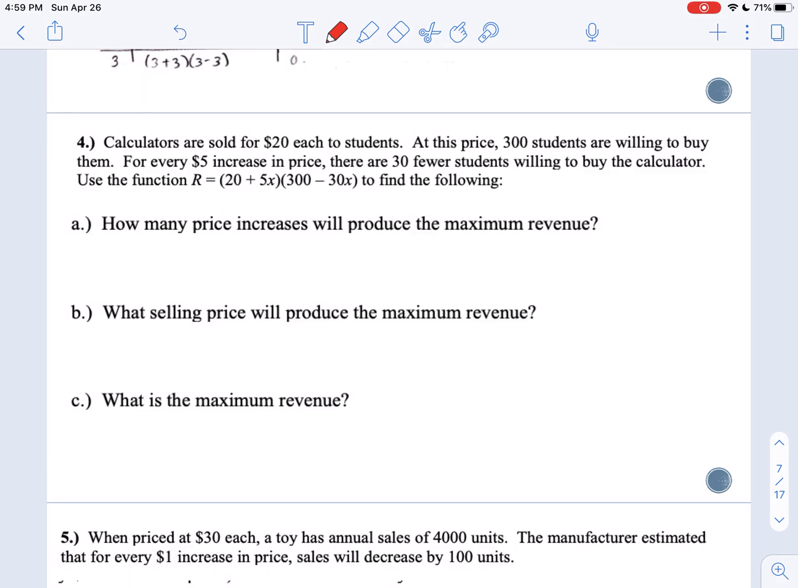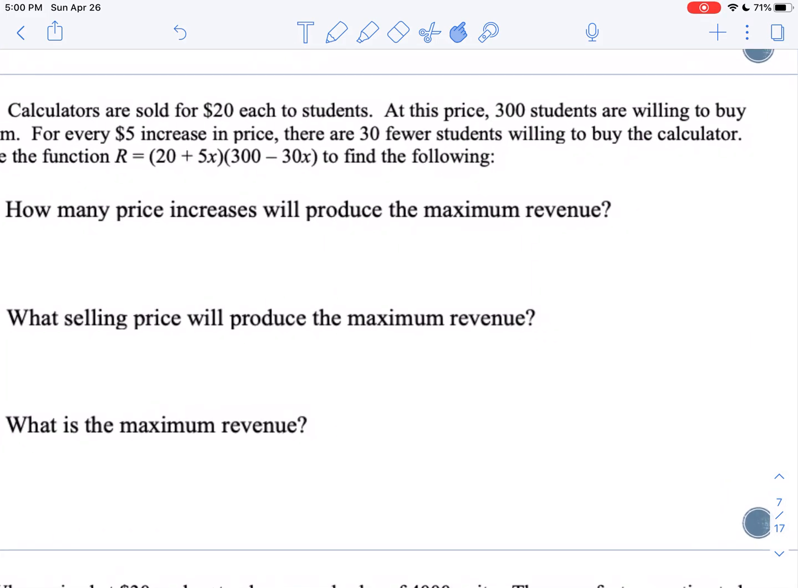Let's say calculators are sold for $20 each to students. At this price, 300 students are willing to buy them. For every $5 increase, there are 30 fewer students willing to buy the calculator. So we're going to use this function: r equals the quantity 20 plus 5x times the quantity 300 minus 30x. I'm going to zoom in on this just a little bit.